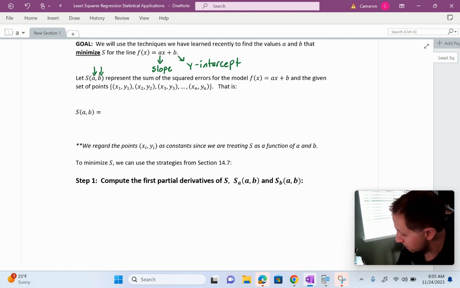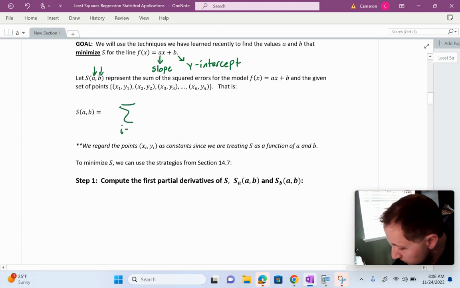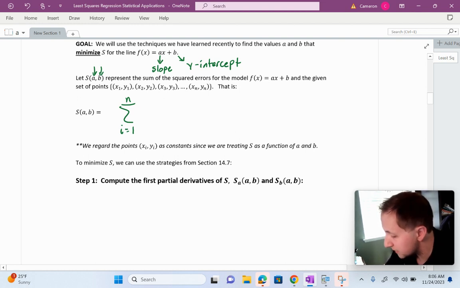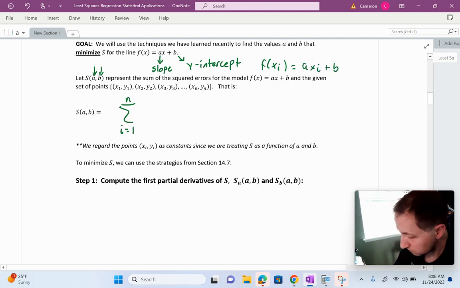Remember, it was the sum from i equals 1 to n. We have n data points. On the last page, we called it f of xi. Well, in this case, if I go off to the side and do a little scratch work, f of xi would be a xi plus b.